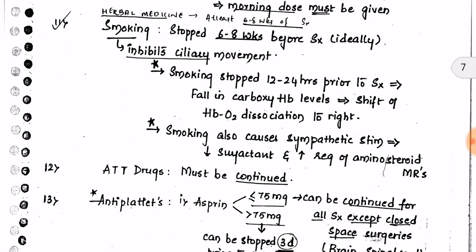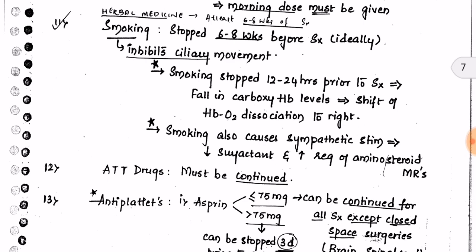Smoking, okay, smoking is pretty important, and we've got tons of smokers in our country now. So we have to ask about the smoking habit, and it has to be stopped 6 to 8 weeks before surgery. Why? That is the question. It inhibits the ciliary movement, right? It inhibits the ciliary movement.